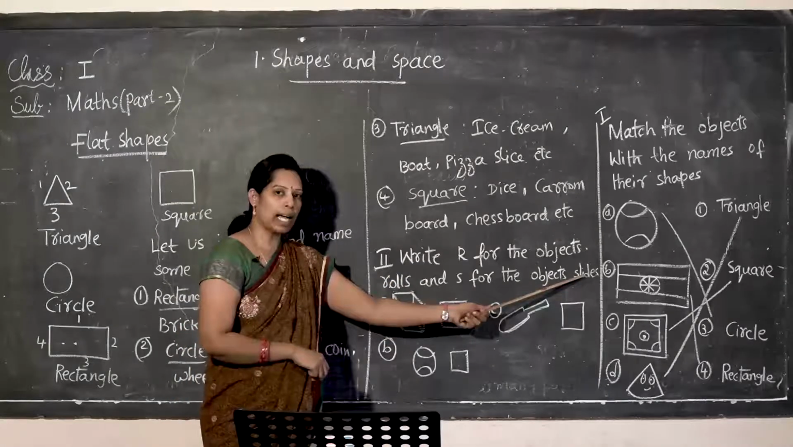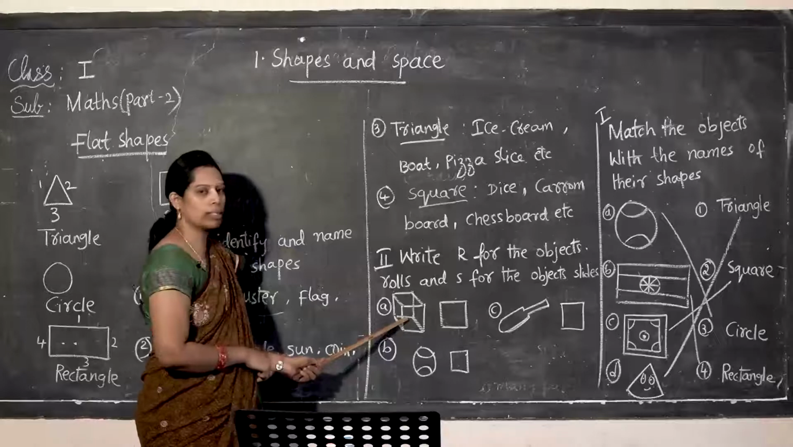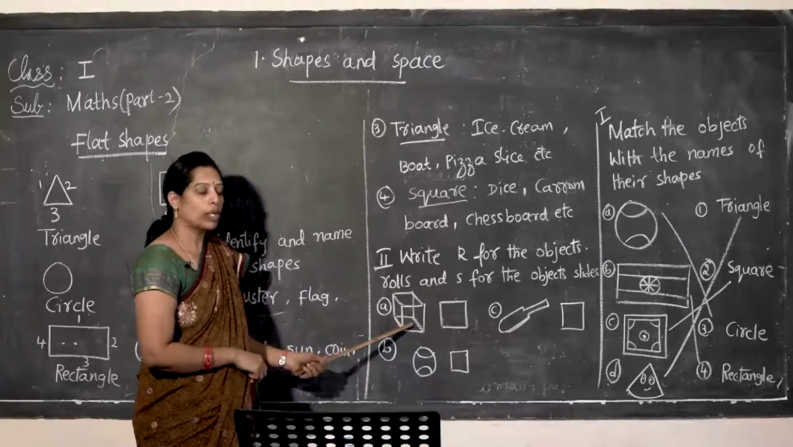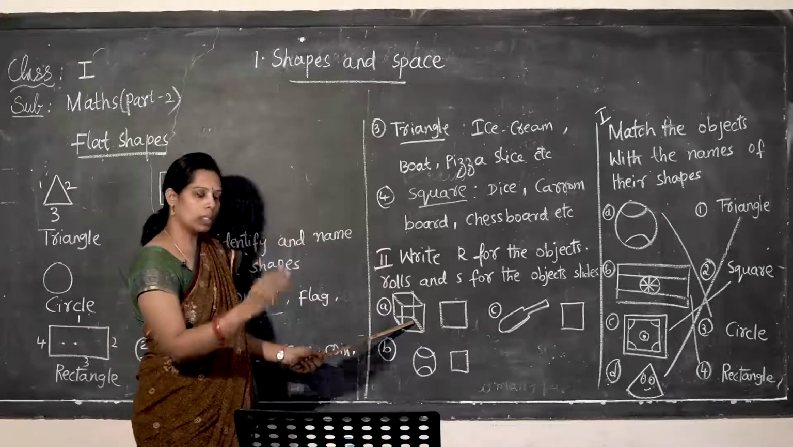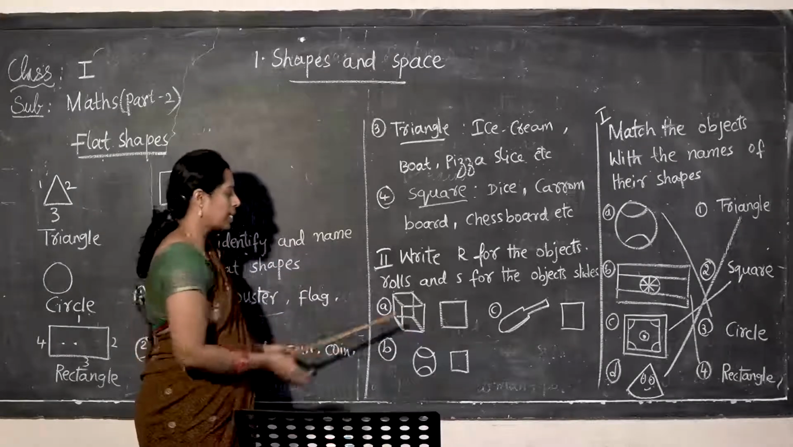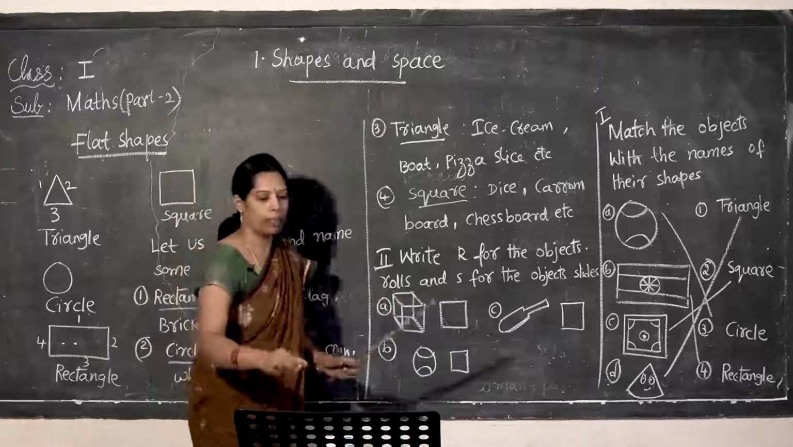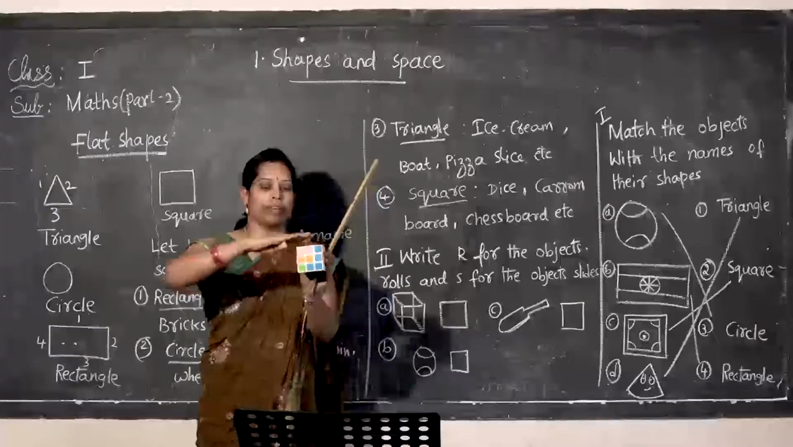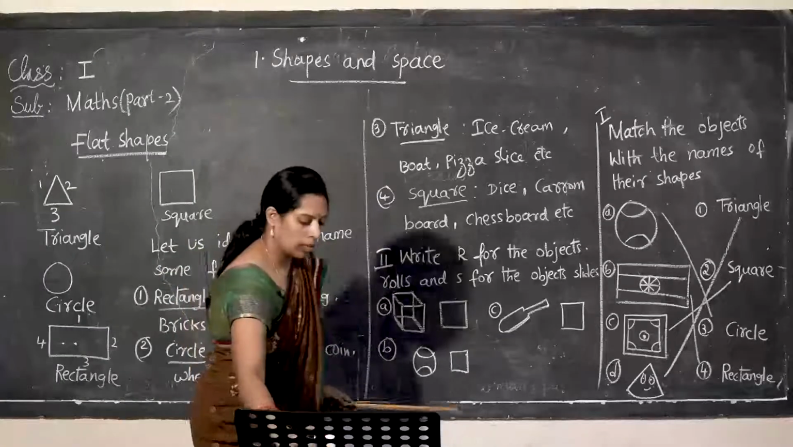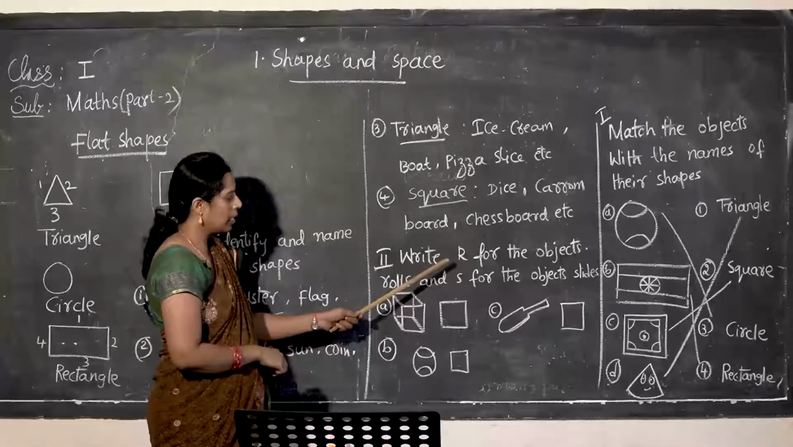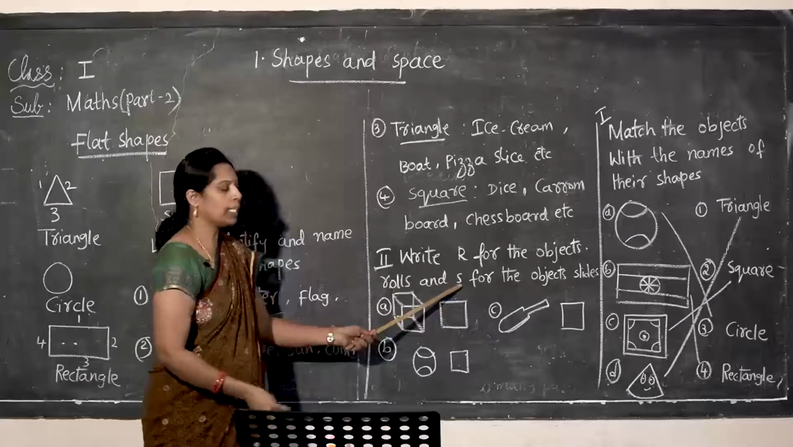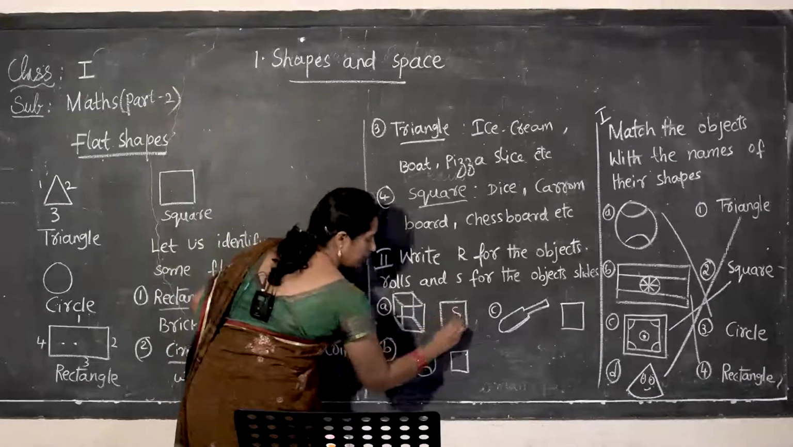that slide. Now, what is this object? It is a cube. Does this cube have a flat shape or a curved shape? It is having a flat shape. This cube is having a flat shape. So, for the object which is having a flat shape, you have to write S for the object that slides.